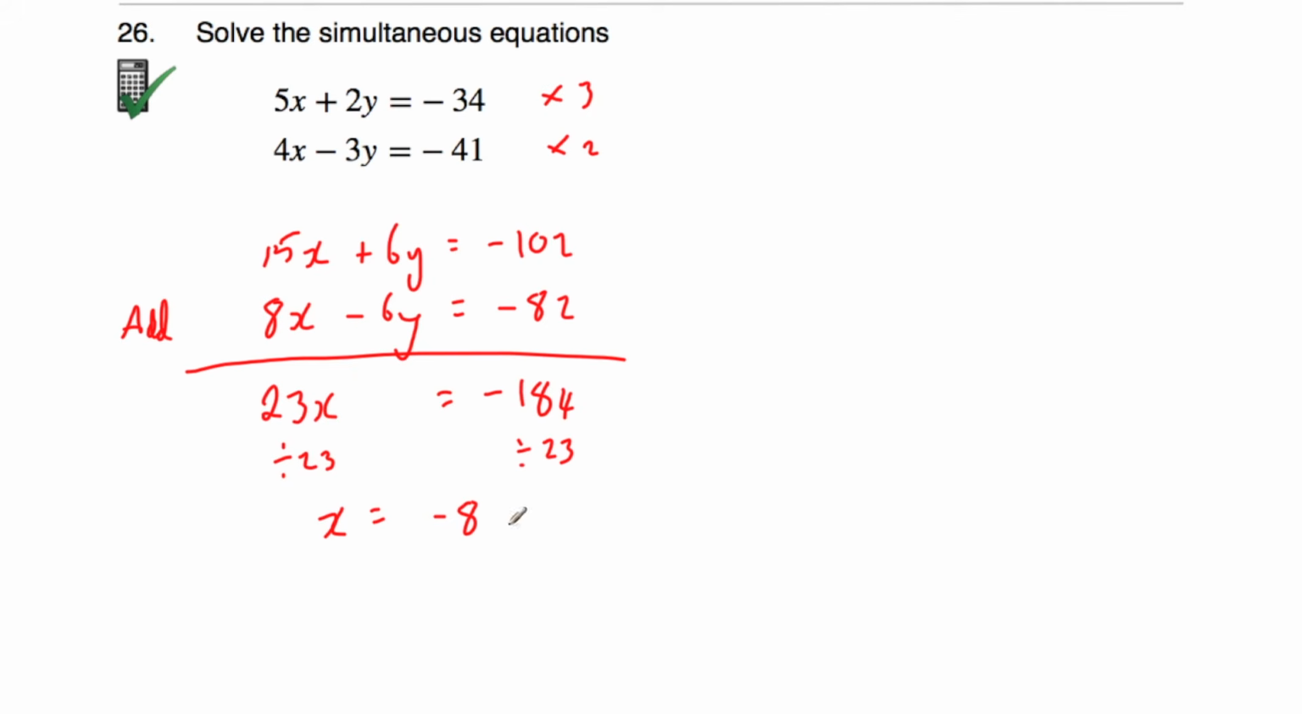Now we just need to substitute that into one of our equations to find out what y is. So let's substitute that into the top equation. So we've got 5x, and 5 times minus 8 would be minus 40. So minus 40 plus 2y is equal to negative 34. So now we just need to solve this. So we want to get the 2y on its own. So we want to get rid of this minus 40. So let's add 40 to both sides. So add 40 and add 40.